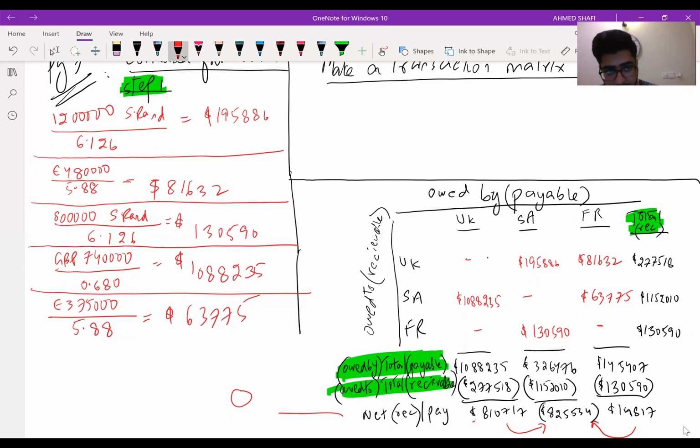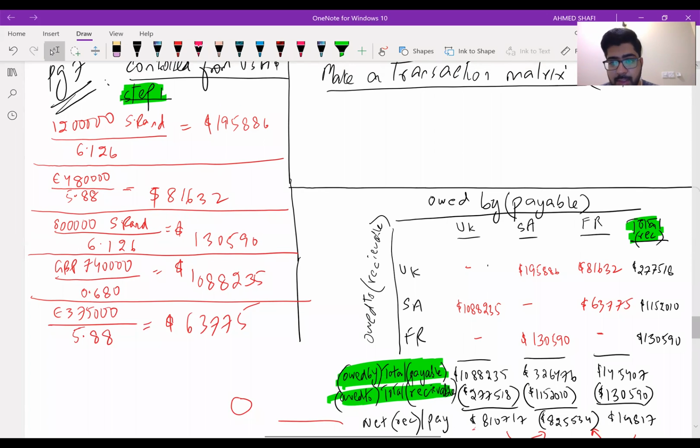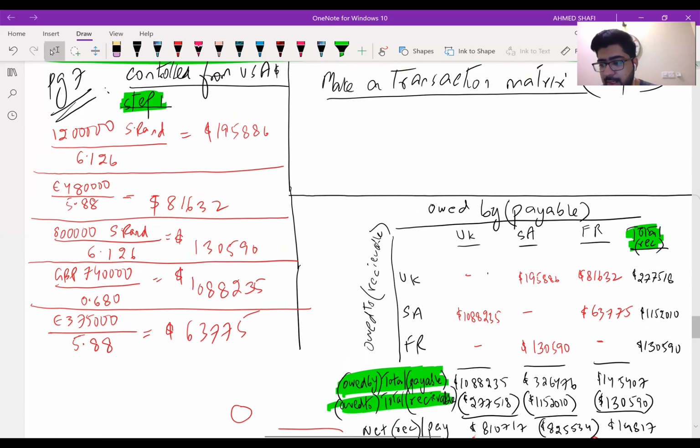Hope you understood it. So just copy this: step one, convert all intercompany balances into one currency, and then make a transaction matrix. Okay, please copy this so that I can give you another question.